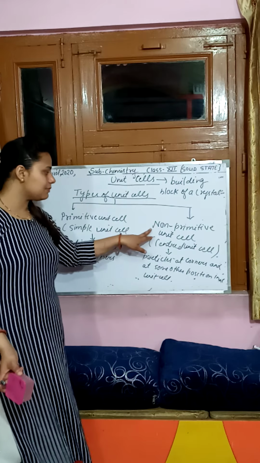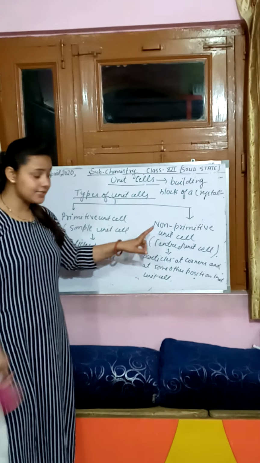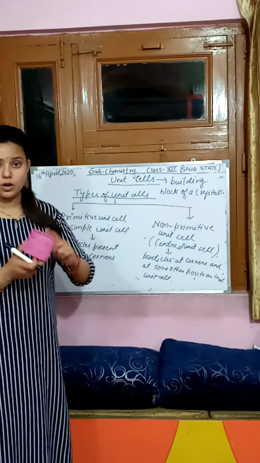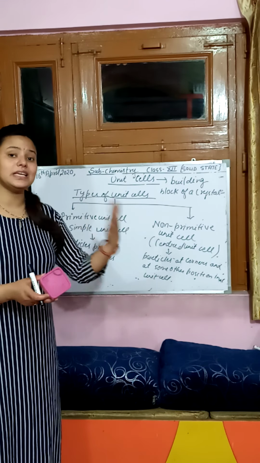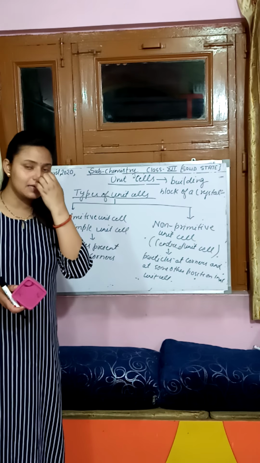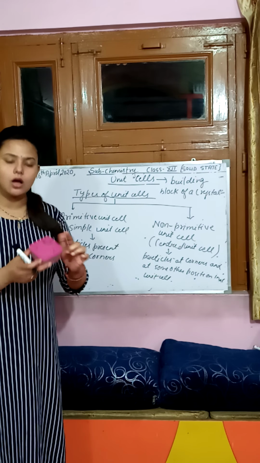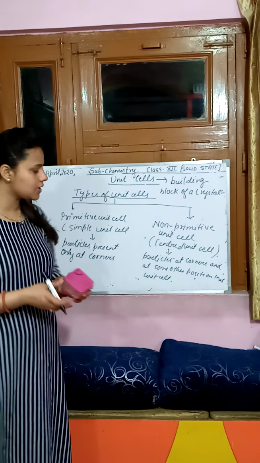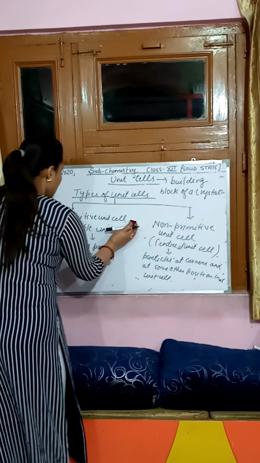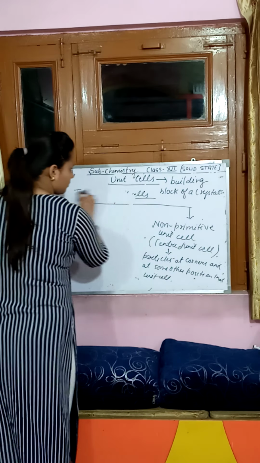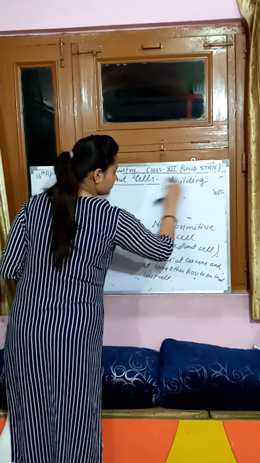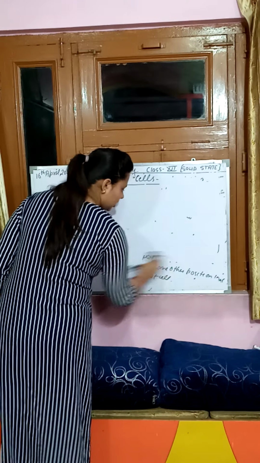Now we have to discuss about these non-primitive unit cell. We are saying that particles are present at the corners and also somewhere else in the unit cell. Now what can be these positions where the atoms or particles may be present? कहाँ कौन सी position होंगी where they can be present? So let us discuss about non-primitive unit cells.